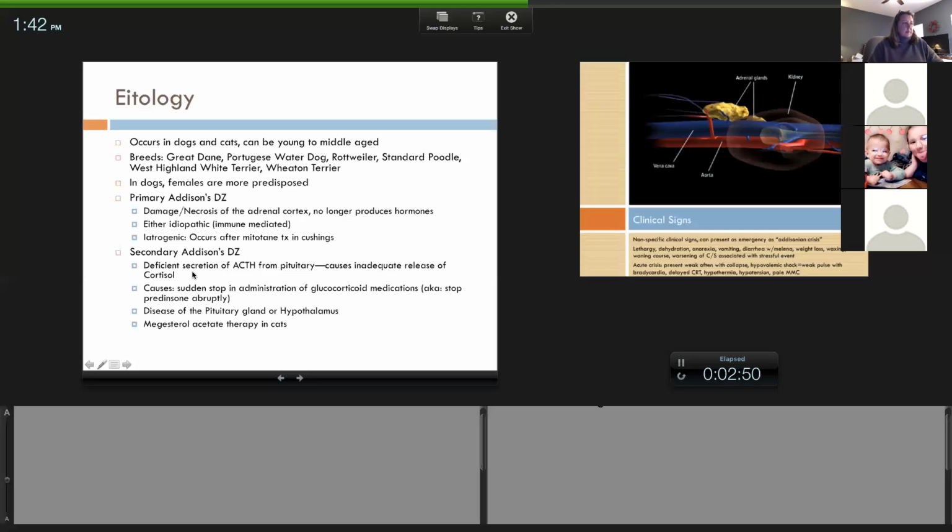Now, there's something called secondary Addison's disease. And what happens is you have a deficiency in ACTH, so from the pituitary, and then it causes inadequate release of cortisol. And when you get that insufficiency, and again, this is coming from a deficiency in the pituitary, it affects the cortex.